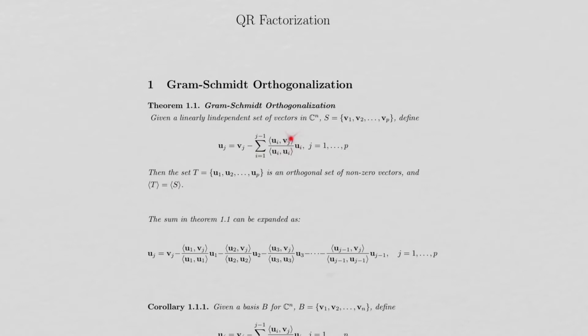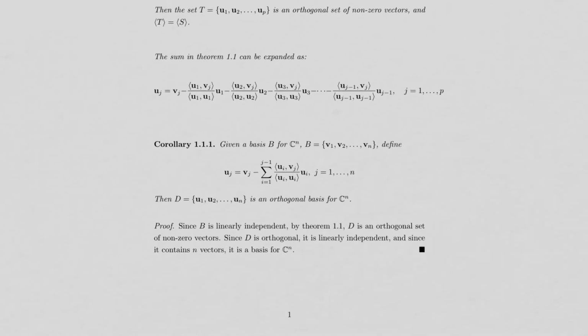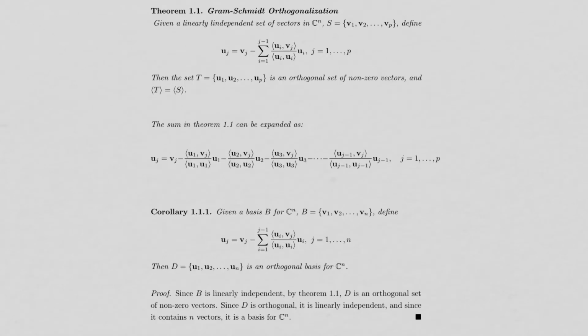This expression is a bit complicated looking, so I've expanded it down here so you can see what the individual terms look like. Here's a new corollary to this theorem that we didn't see in the column vectors chapter because we had not yet studied vector spaces. The corollary says, given a basis B for Cn, here v1 up to vn, we define some vectors u the same way that we defined them up here. So these vectors are the same vectors u from the Gram-Schmidt orthogonalization theorem, and this set D that contains those vectors will be an orthogonal basis for Cn.